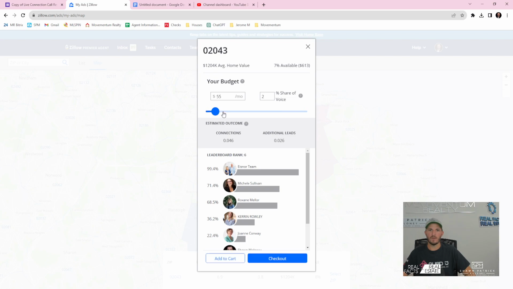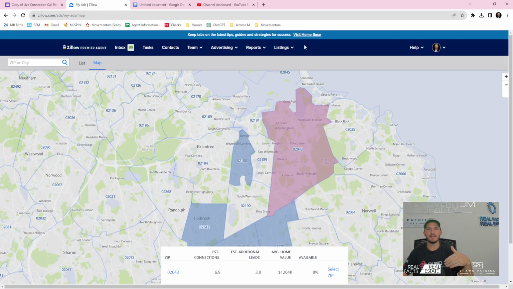As I work my way up, you see everyone else's lead count go down, but there's only 0.52 connection left unpaid for, where that other had 7.7. At the end of the day, when Zillow takes leads into their system, they have to allocate them out somewhere. Where do they allocate them out to? They allocate them out to the agents that are buying in that zip code. So pay attention to undersold zip codes.